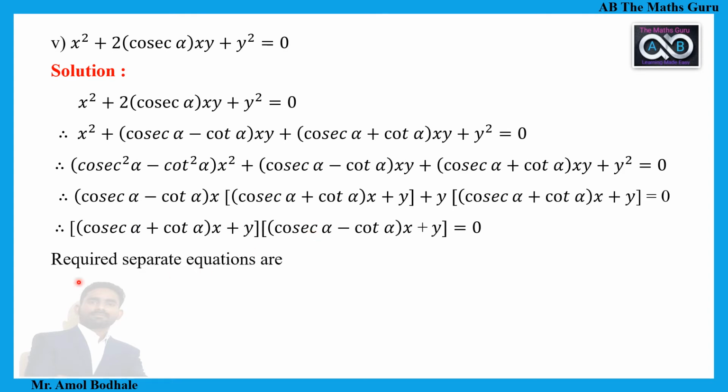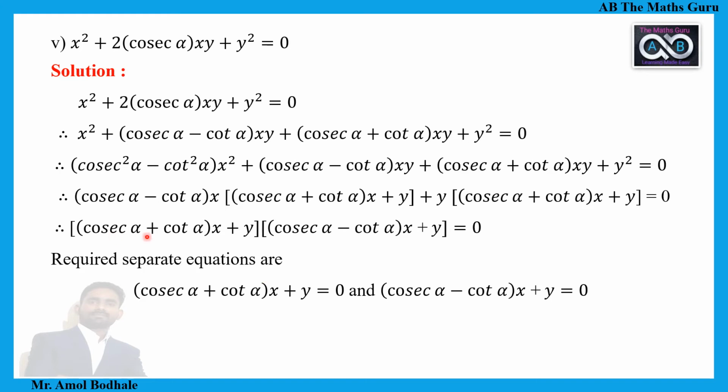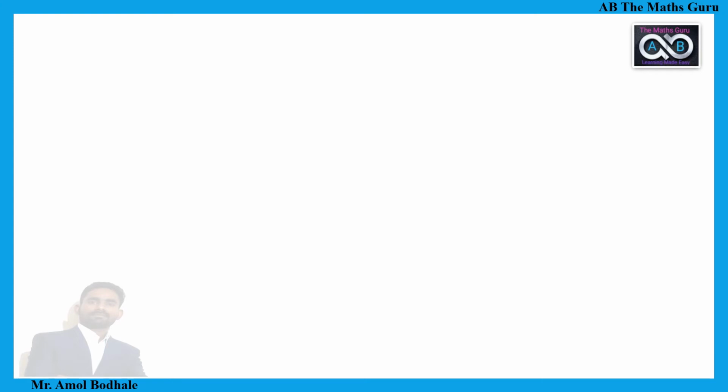So therefore the required separate equations are: the first, cosec alpha plus cot alpha into x plus y equal to 0, and cosec alpha minus cot alpha into x plus y equal to 0. So the same example we will solve by using an alternative method.